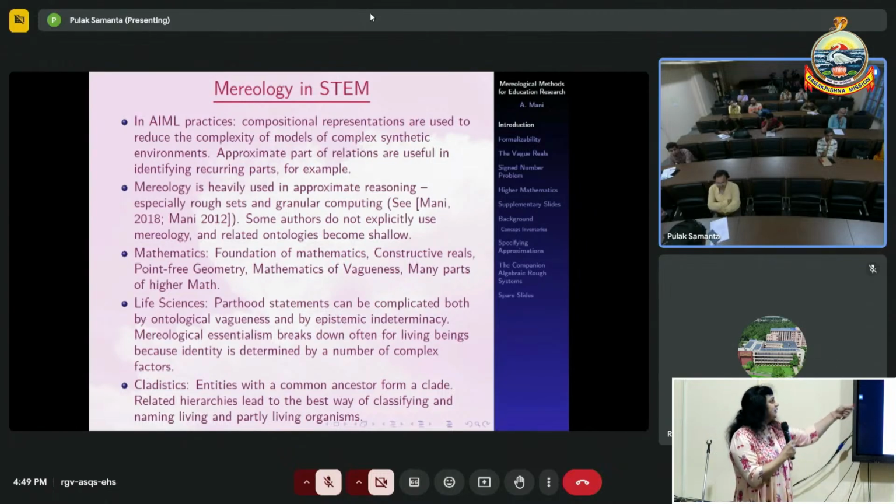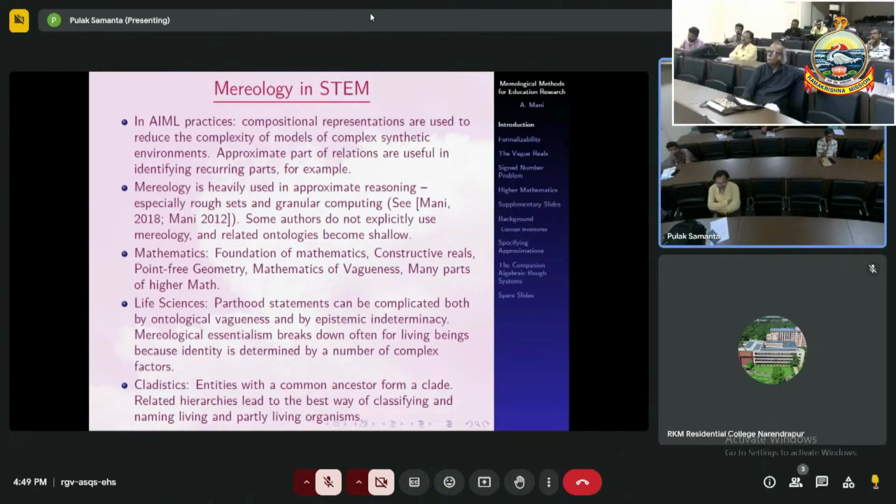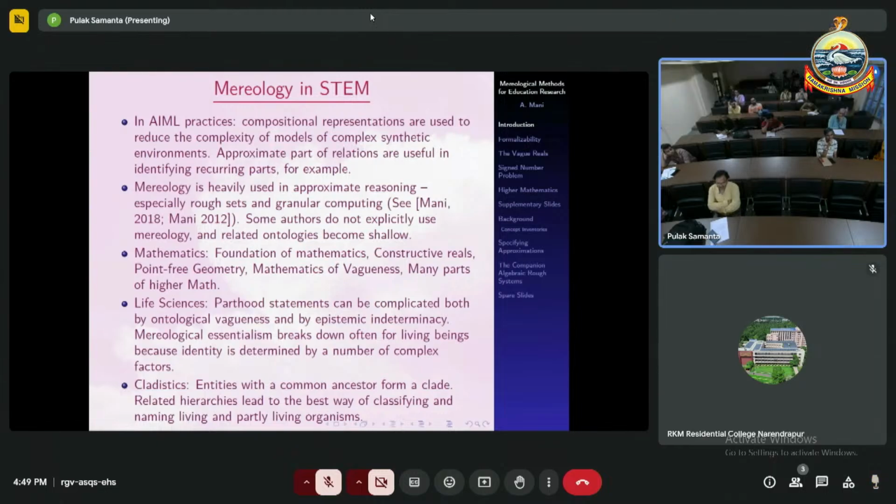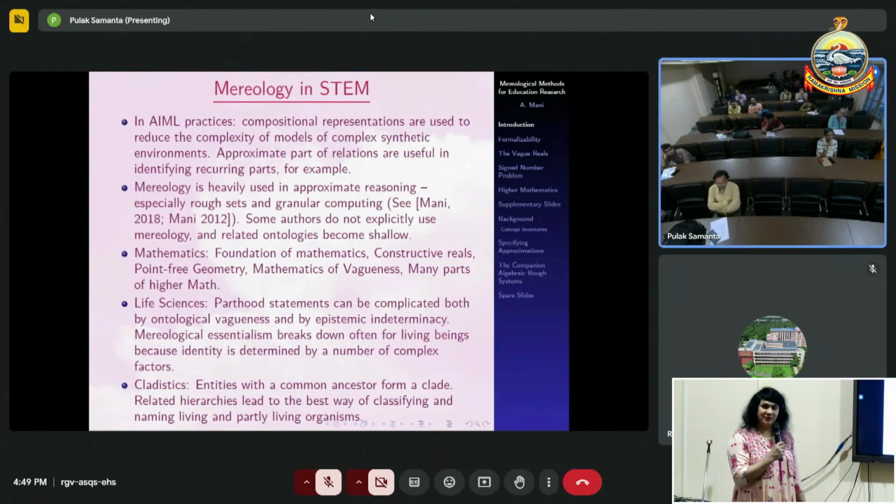Of course, in mathematics proper, we have mereology being used in the foundations of mathematics, and there are many interesting problems in the foundations. They are also used for point-free geometry, the mathematics of Wegener that I already mentioned, and other parts of mathematics. And in life sciences, it's heavily used, and also in cladistics, which is the study of classification, in biology especially.